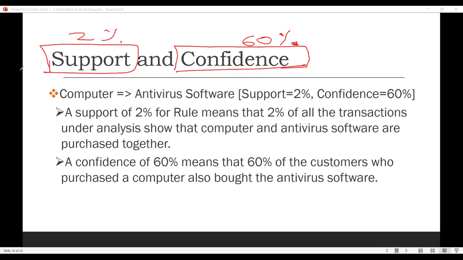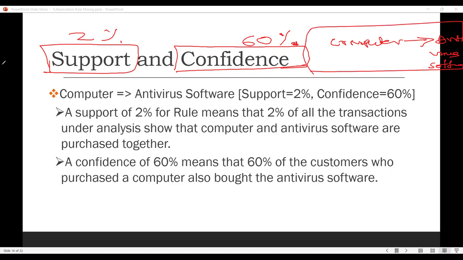For that explanation, I am using one association rule. The association rule says: someone purchases a computer, then it implies the antivirus software, right? So in this association rule, if I tell you the support is 2%, it means that among all the transactions in that particular electronic shop, only 2% of the transactions deal with these two products, right?